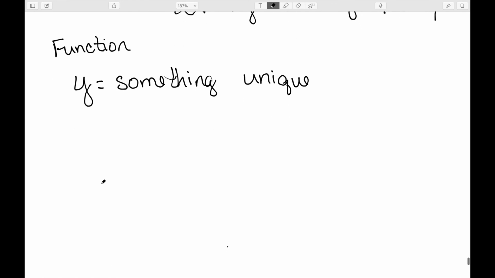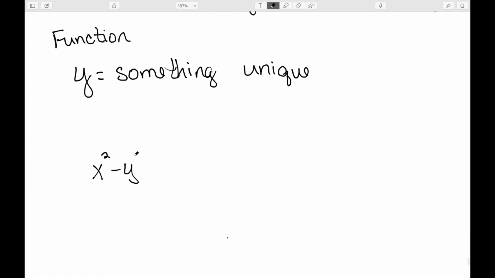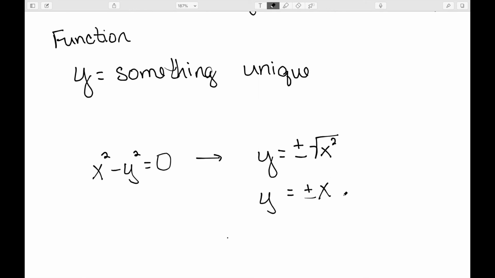However, if I had something like x squared minus y squared equal to 0, I won't go into the details on this now, but we could write this if we tried. It would be y equal to plus or minus the square root of x squared, or y equal to plus or minus x. And this is going to cause an issue because this is not unique. If I input a number, I get 2 outputs, a positive and a negative one. So this is a little bit more tricky, and I won't go into too many details here, but this is another way to represent a function, is through an equation of the form y equal to something unique.